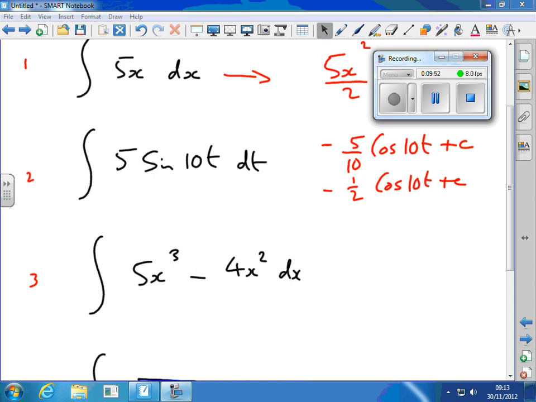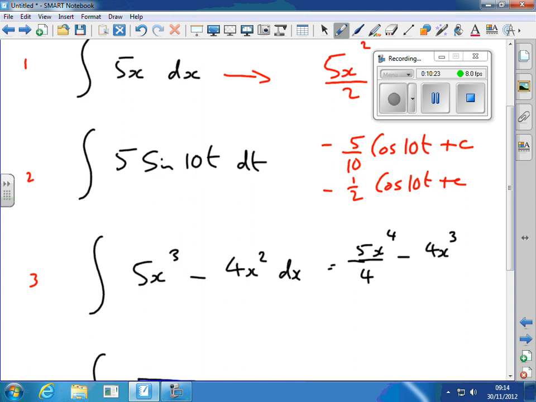What we're going to do with this one, do it in 2 parts. So you integrate the first part with respect to x, and then the second part, and then put them together. So it could be the integral of 5x cubed minus the integral of 4x squared. So 5x cubed will be 5x to the power 4 over 4, minus the 4x squared will become, and then at the end plus c. Yeah. So it's just applying this rule.